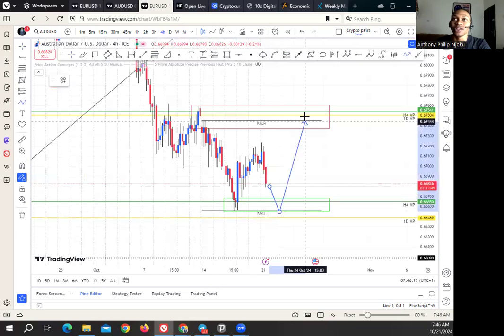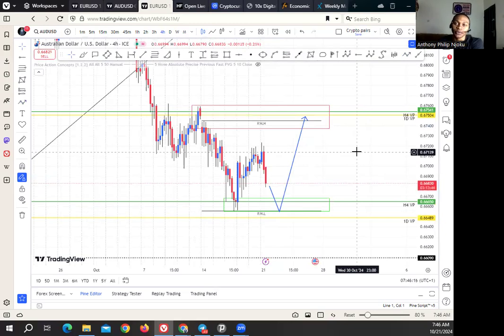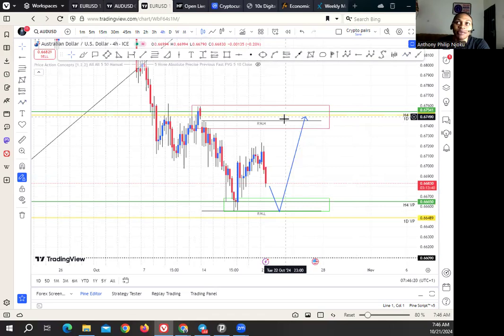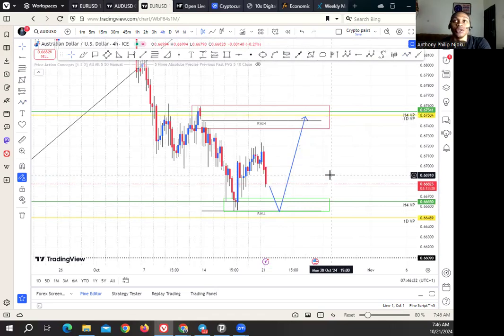Come over here, respect the reversal point. Then we get this up push towards this previous week high. It's going to grab the previous week high, probably not even going to close at that previous week high. It could form a doji on the weekly time frame. So that's what I see currently for the AUD USD.